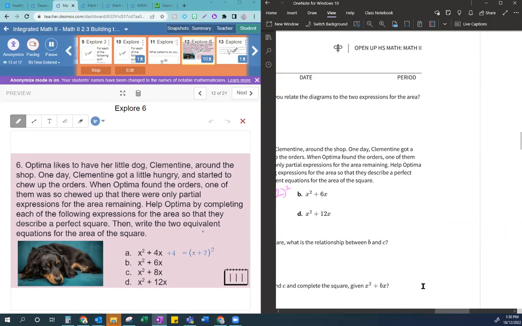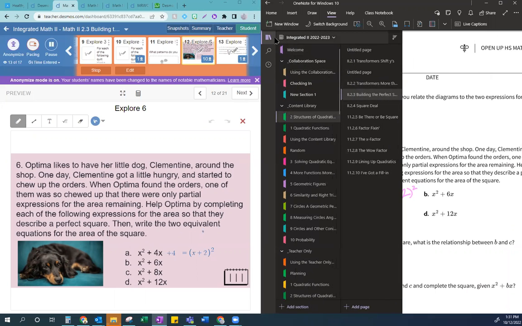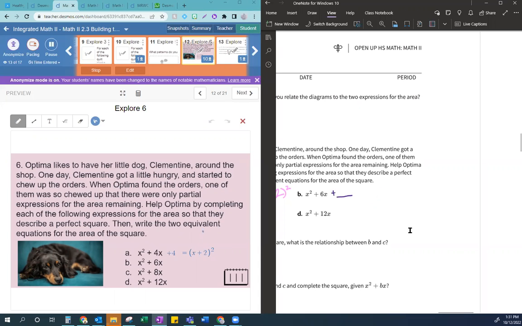So I'm still going to draw it just because I think that helps a little bit. There's 2 things that I'm looking for. I'm looking for the number that fits right here, and then what's the expression that that's equal to. So when I draw x squared plus 6x, it's going to look like this, right? Now here's my x squared.